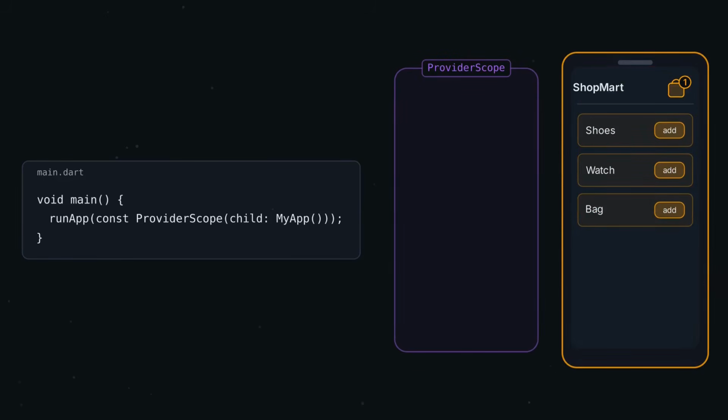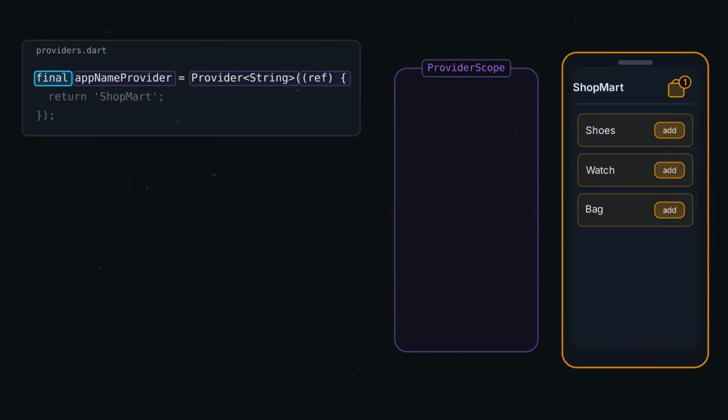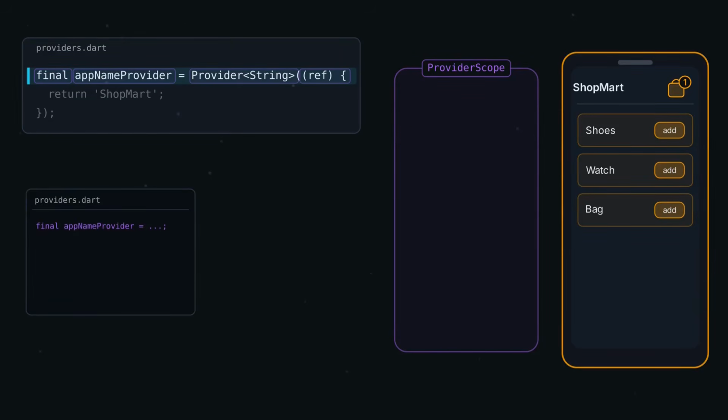Now let's put something in the storage. Here is the simplest provider that exists. One statement, 4 parts, and we will look at every part. First word, final. Final locks the name, not the value. You never assign to this variable again. This is a normal top-level Dart variable. It is not inside any widget, not inside any class. It sits at the top of a file, and any file that imports it can use it.